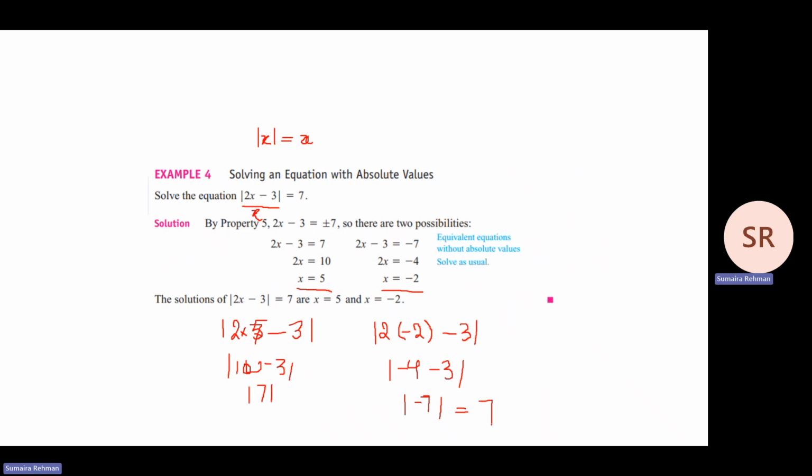So it will give you a number 7, and this will also give you a number 7. So this means for both values of x, this equality holds. That's why these are the solution of this equality. Now this is not an inequality, this is an equality. Now we know that when two algebraic expressions are written with the equal sign, this becomes an equation.